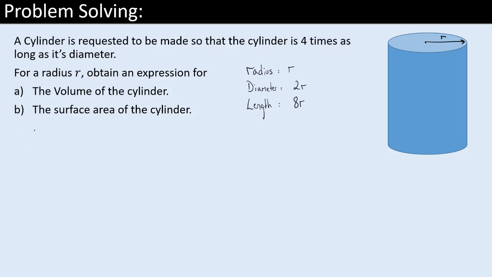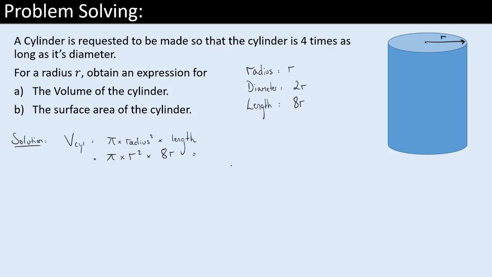So once I've got those things together, I can now start to put together the things in my formula. So the volume of a cylinder, I'm going to put VCyl for volume of the cylinder. We take the area of our cross-section, which is pi times our radius squared, and then times it by its length. Pi is just a number, so that isn't going to change. Our radius is r squared, and our length is 8r.